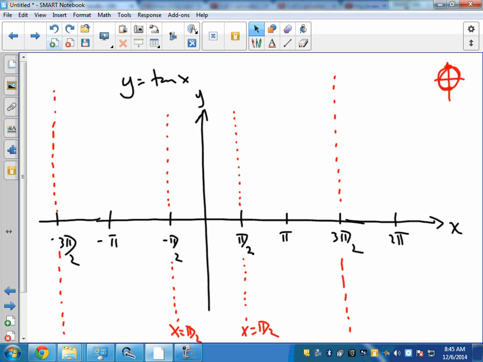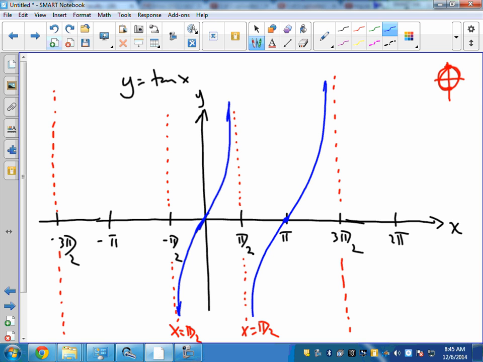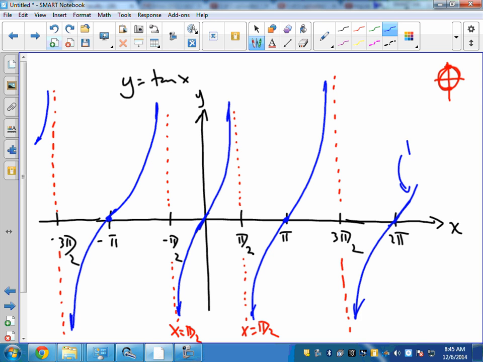Okay, now let's go ahead and sketch the tangent. Passes through the origin and goes vertically at these asymptotes. Passes through pi and goes vertically. Passes through 2 pi, starts to go vertically. Okay, so here's sort of a rough sketch of the tangent graph. And these are called branches. Branches, not really waves, branch of the tangent function.